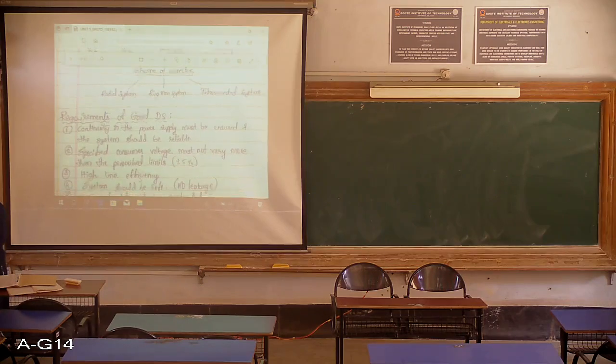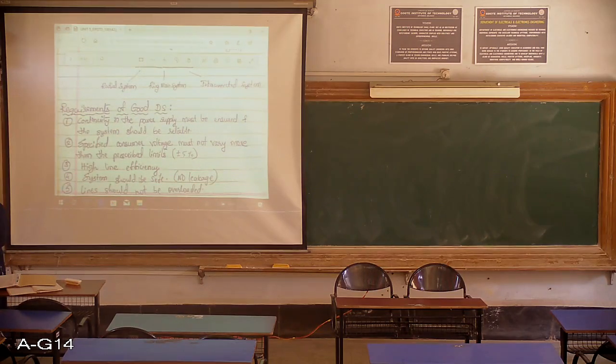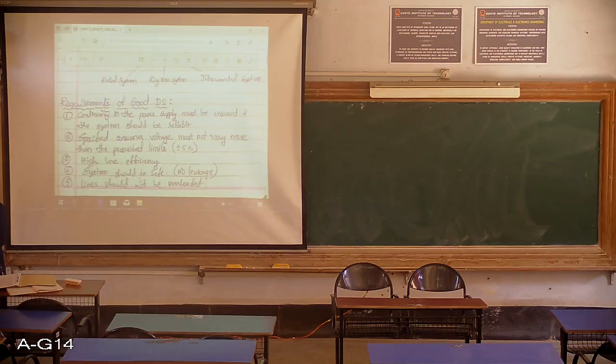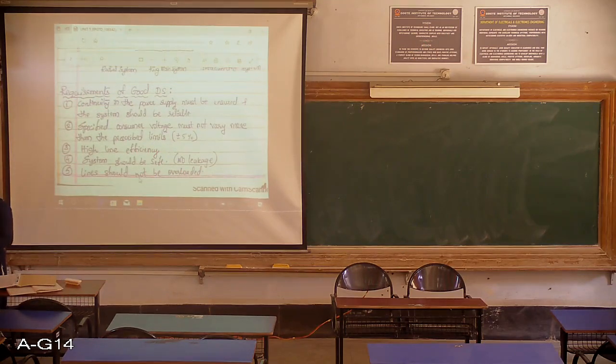So continuity in the supply must be ensured and the system should be reliable. Because of this we have various types of schemes. In a radial scheme, the consumer is given supply only from one end. It radiates from the substation, and the supply is given at only one end, so that end is heavily loaded. Usually we don't prefer this type of system. And if there is a fault on that particular feeding point, the entire feeder has to be disconnected.